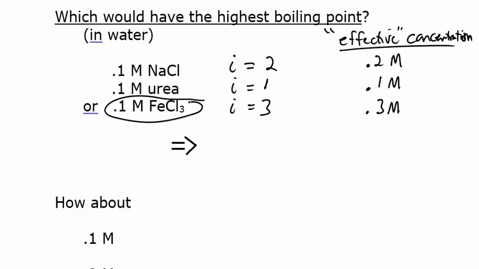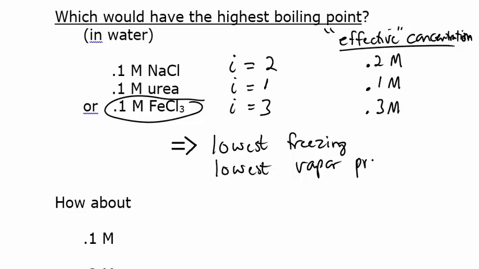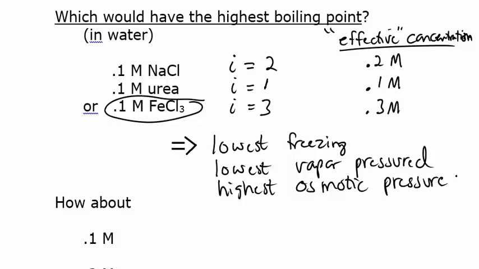This same thing will occur for the other colligative properties. Your freezing point is depressed, so the lowest freezing point will occur for also the things with the most effective concentration. Okay, so that'll give you the lowest freezing point. It'll also give you the lowest vapor pressure, since vapor pressure is lowered by particles in solution, and it'll give you the highest osmotic pressure. So the larger your i is, the greater these trends will be.